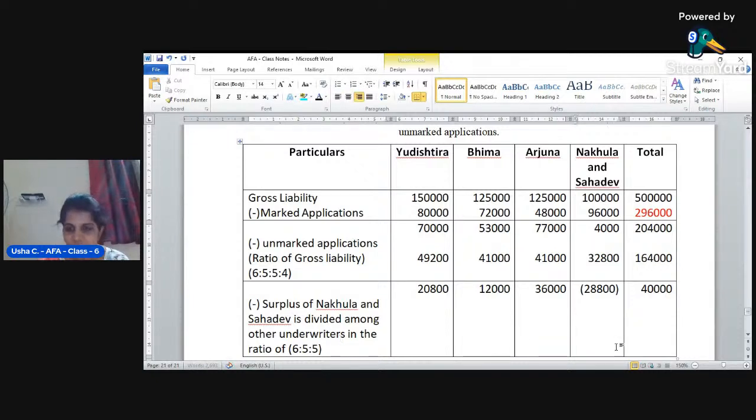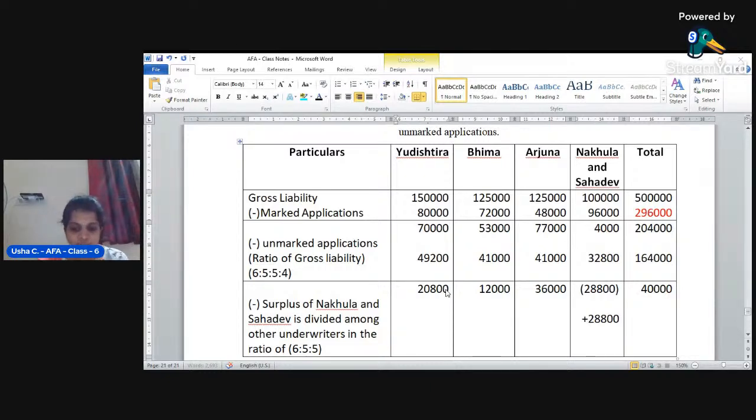How much amount are we dividing here? The amount of 28,800. Got my point? 28,800 is being divided among 3 underwriters. Now calculate and tell me in the same manner how we have calculated the unmarked application. I will tell you, you just do that.